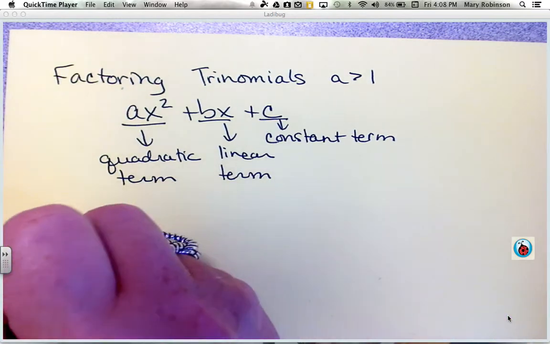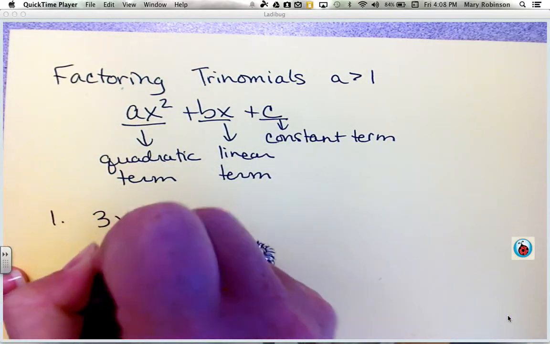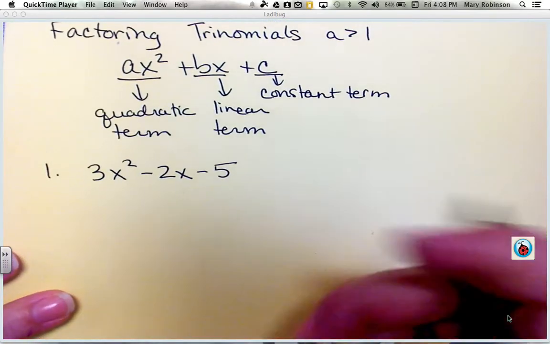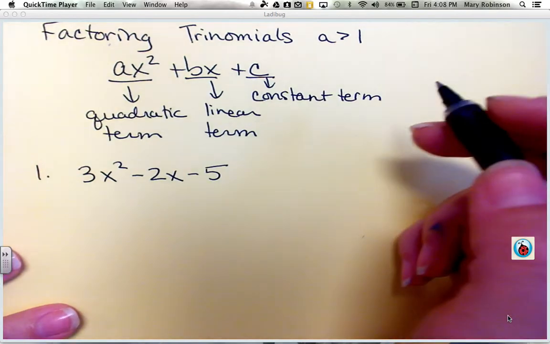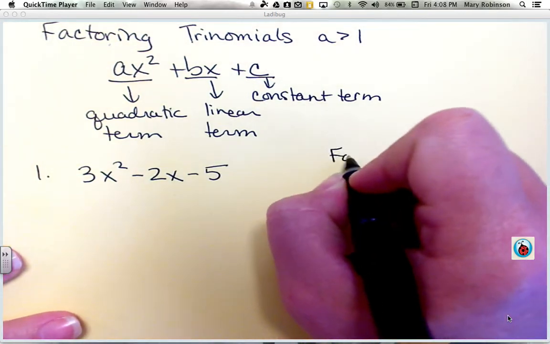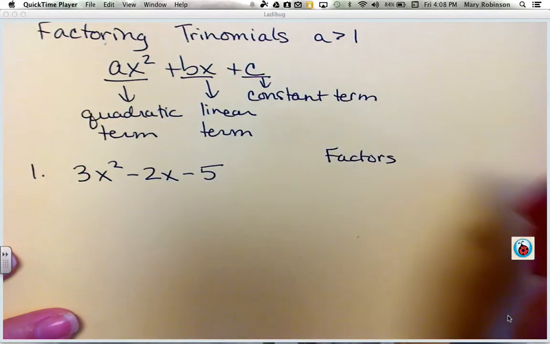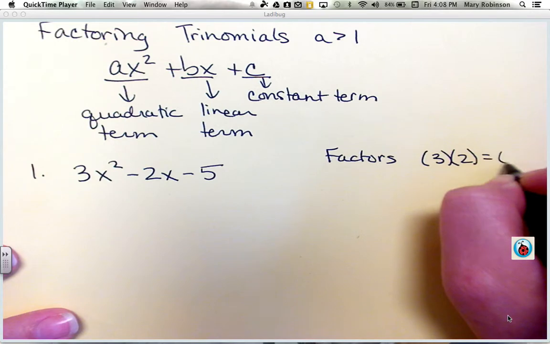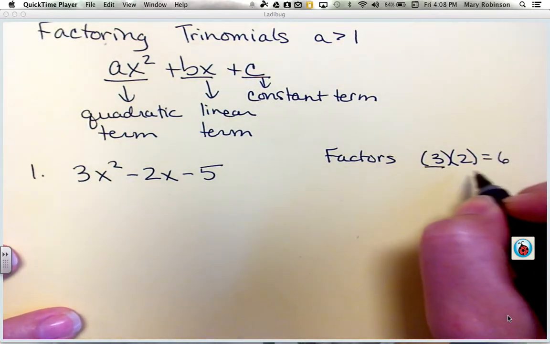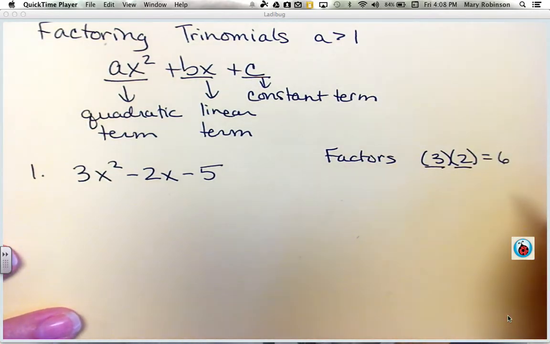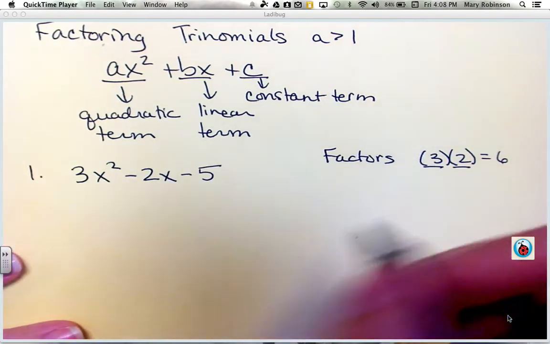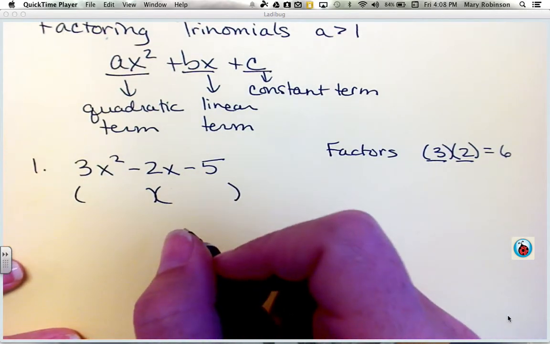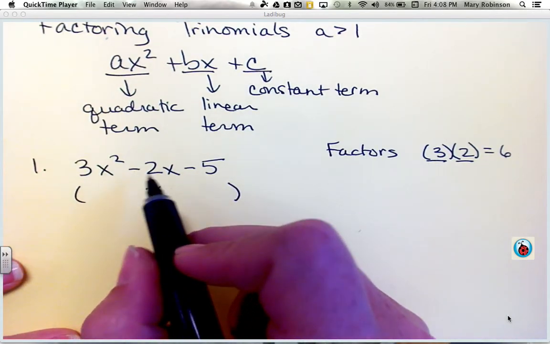So let's consider this first problem. If you are asked to factor this expression, we first need to remember what factors are. Recall that factors are numbers that when multiplied give us a product. So if we look at 3 being multiplied by 2, which equals 6, we know that 3 is a factor of 6 and 2 is a factor of 6. So all we're doing is thinking, what two things can I multiply together to get 3x squared minus 2x minus 5?